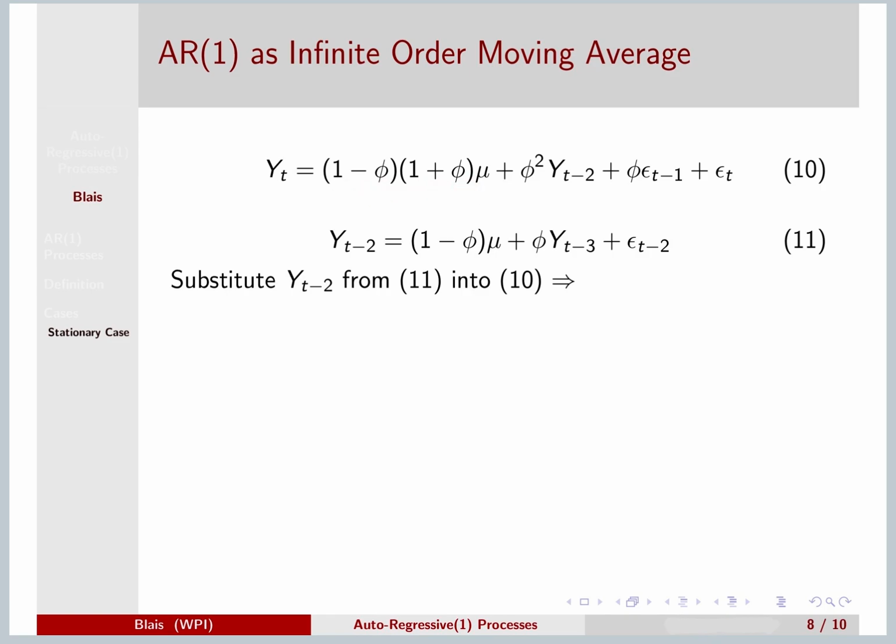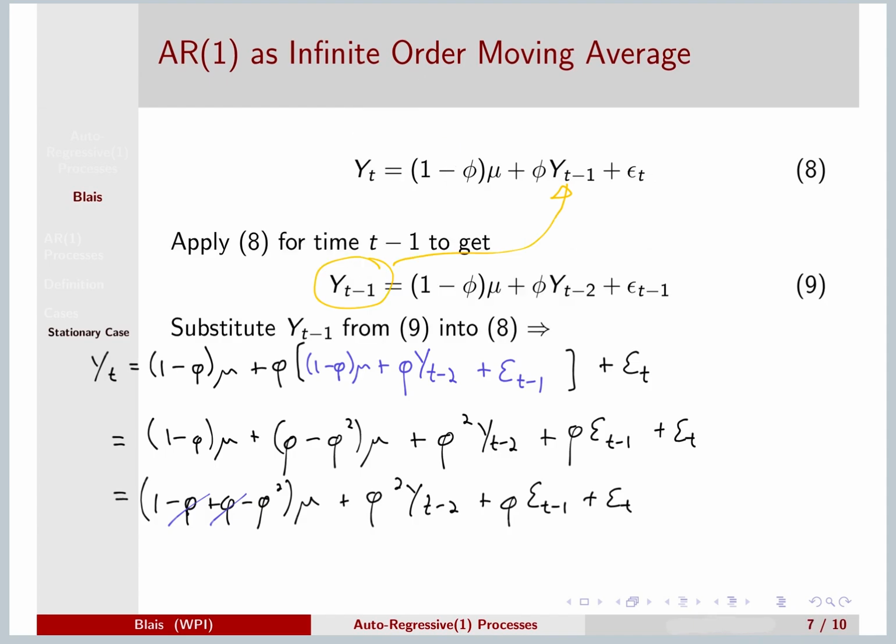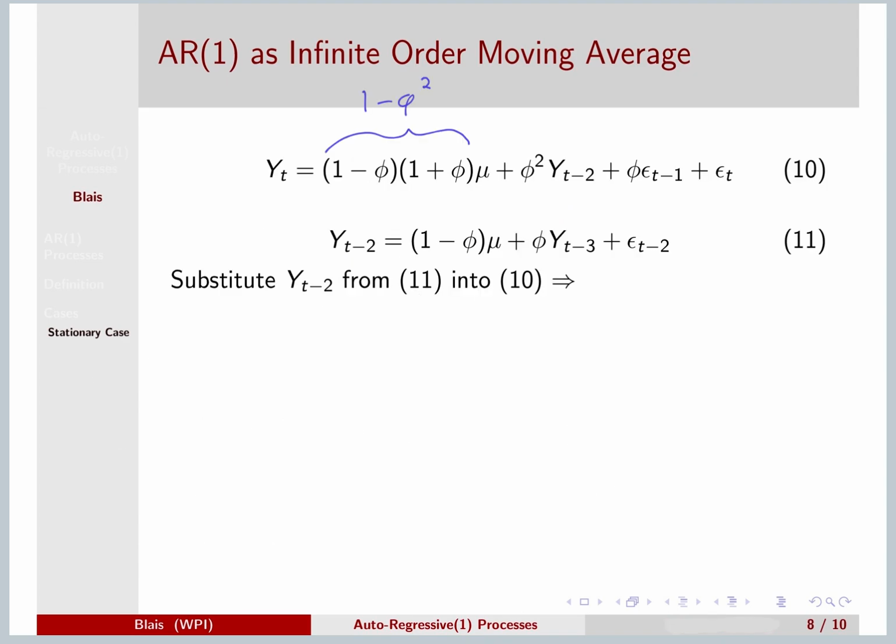And notice we did a factoring here. This was our 1 minus phi squared. So we're factoring this 1 minus phi squared as the difference of two squares, which is the quantity 1 plus phi times 1 minus phi. So with that, we have this expression that we've just derived.